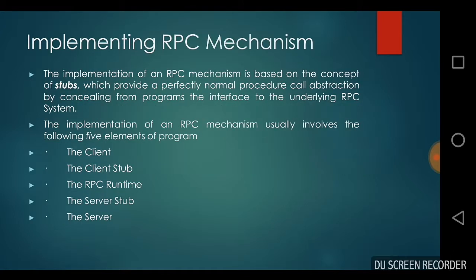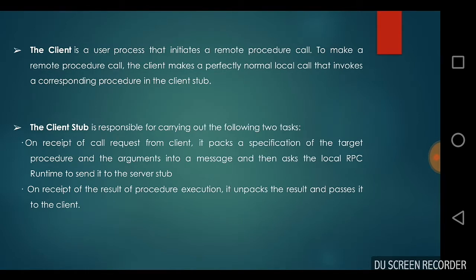Next is implementing the RPC mechanism. The implementation of an RPC mechanism is based on the concept of stubs. The stubs are mainly used for marshalling and unmarshalling the data. The implementation of an RPC mechanism usually involves the following 5 elements: the client, the client stub, RPC runtime, the server stub, and the server. The client is the user process that initiates a remote procedure call.